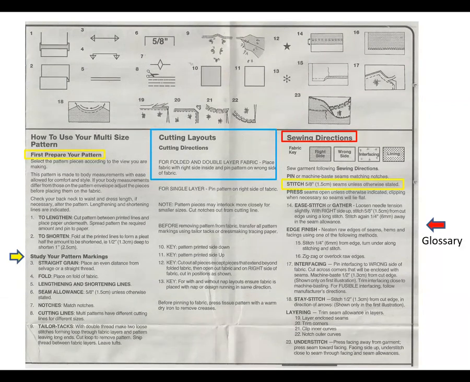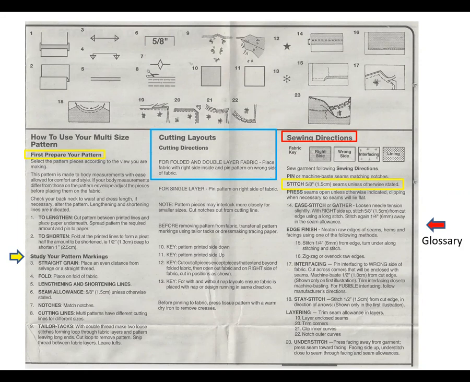pattern markings. It's really important when you lay your pattern down that you make sure your straight of grain, the line that says straight of grain, is parallel to the selvage edge. If you don't, your pants are going to have a twist to them, and that makes your clothing a little uncomfortable. So you want to make sure you know where that is.